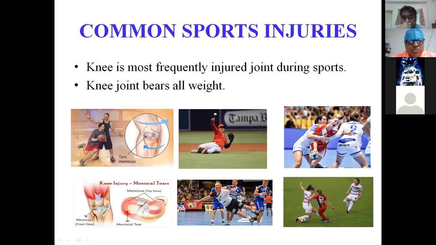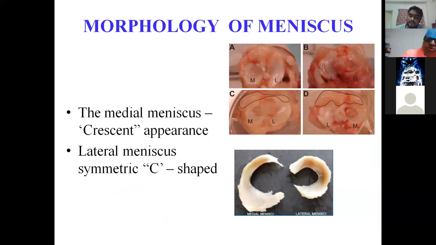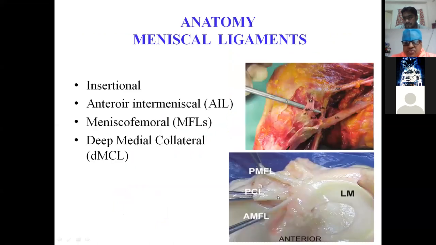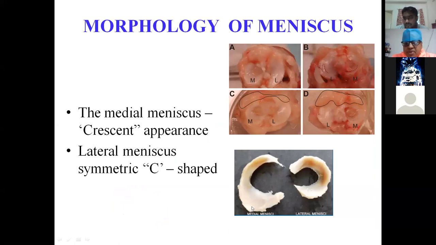These are some common scenes taken from videos of sports injury. The knee is very frequently injured during sports, and it also bears all the weight. Now, what is the morphology of the meniscus? If we go into details about the meniscus, we should know the morphology. There are two types, the medial meniscus and the lateral meniscus. The medial meniscus is crescent shape, and the lateral meniscus is C-shaped.